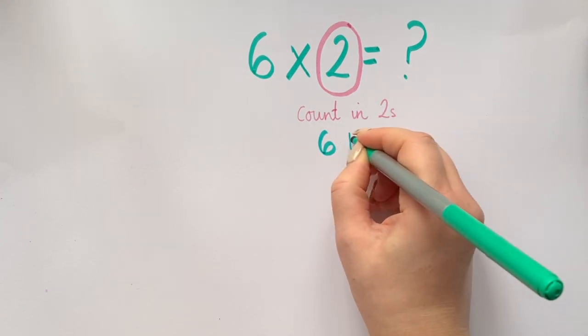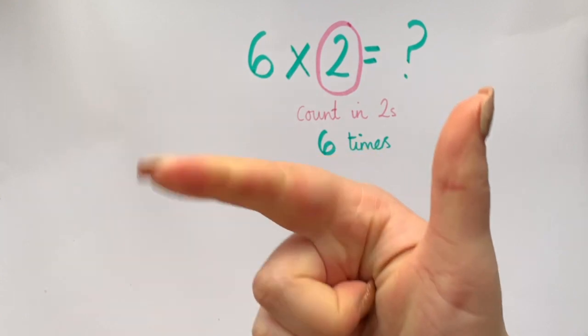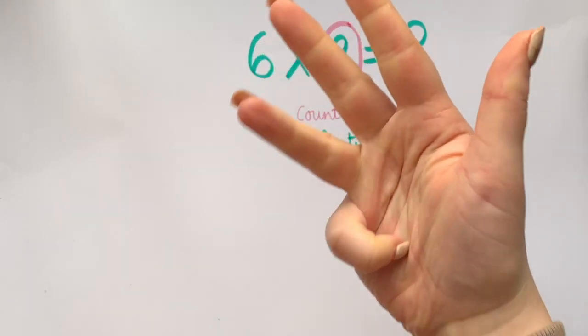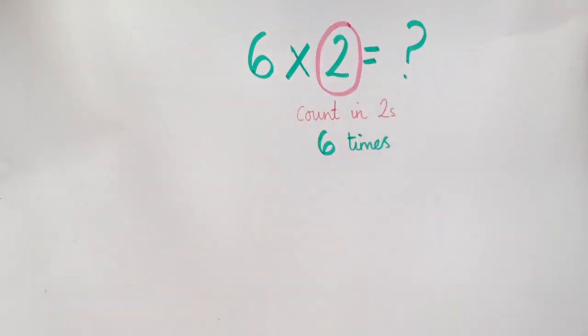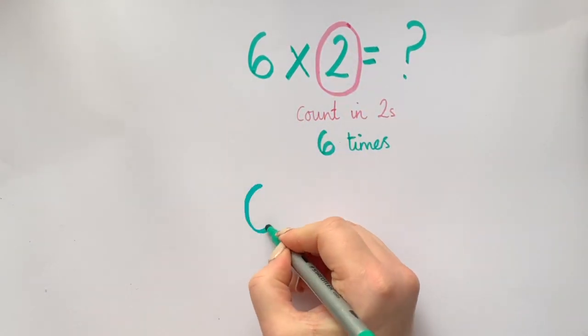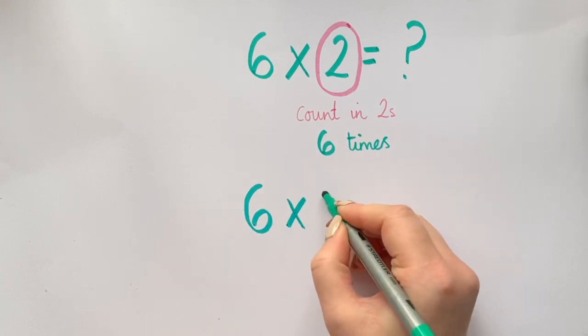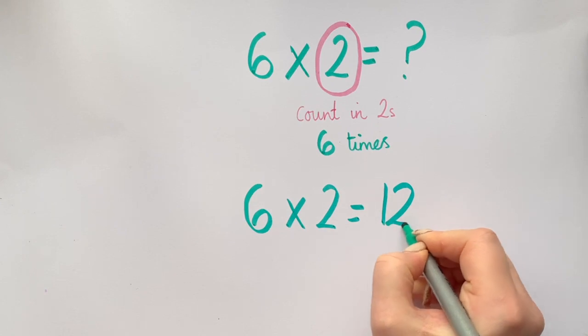I'm going to use my fingers to help me. Will you join in with me, Year 2? Here we go. 2, 4, 6, 8, 10, 12. I've got to 6 fingers, so the answer must be 12. So now I can answer it. 6 times 2 equals 12.